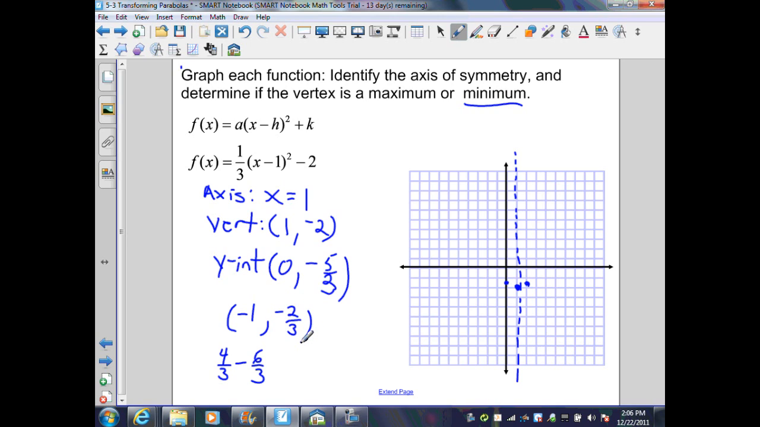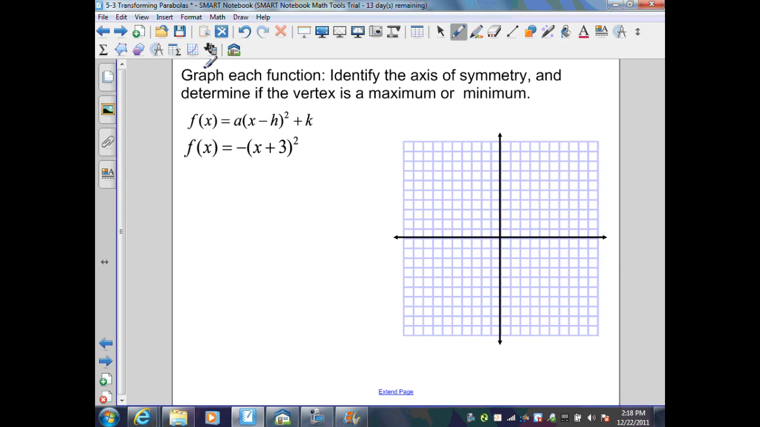I want to graph that and its reflected image over the axis of symmetry. So a negative 1 and a negative 2/3. And then I reflect. It's 2 units to the left of the axis of symmetry. I'm going to map it 2 units to the right. Then I sketch my parabola. Then I verify that I've solved all the problems being asked. Identify the axis of symmetry, x equals 1. The vertex, which is 1, negative 2. It is a minimum, and I also found the y-intercept.